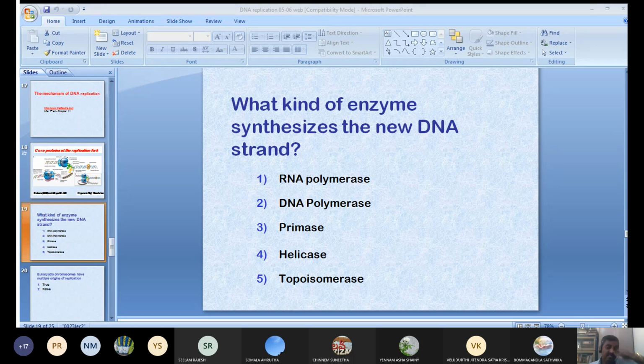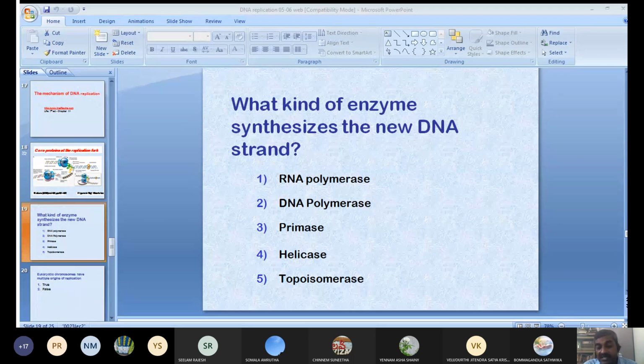The primase is the enzyme responsible for synthesizing the 9 to 11 stretch of RNA nucleotides during the replication process. Because it is synthesizing RNA nucleotides, it can also be called RNA polymerase. That's why it is written as RNA polymerase here.